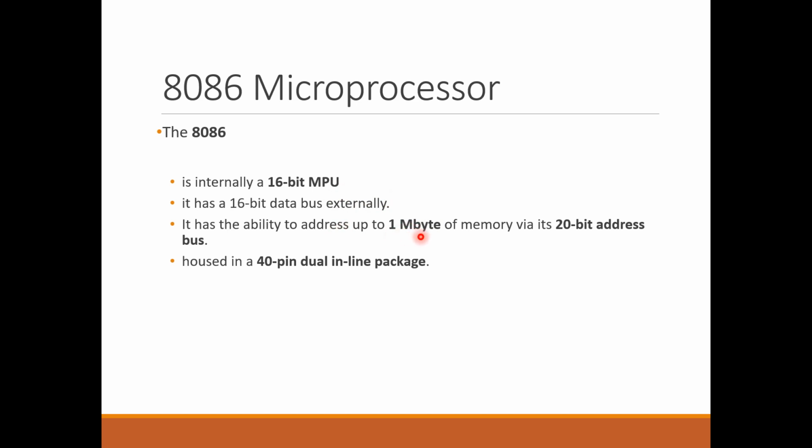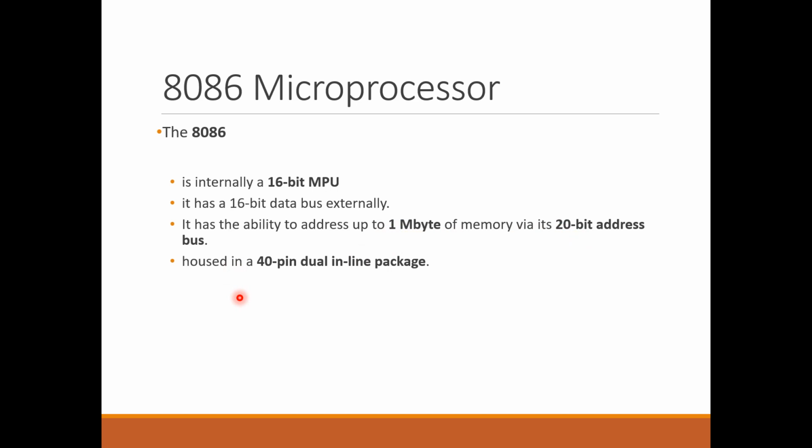That means the number of address lines is 20 bits. Through those 20 bits, the microprocessor can access a memory whose capacity is 1 megabyte. And this microprocessor is housed in a 40-pin dual in-line package. That means the block diagram of the microprocessor consists of 40 pins.